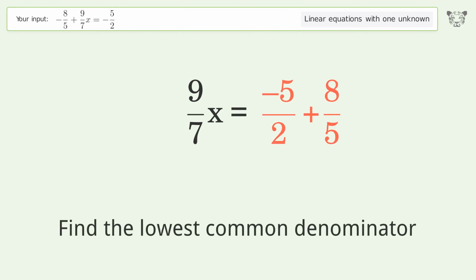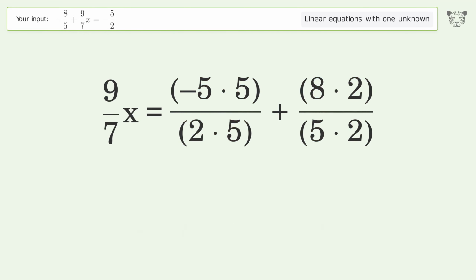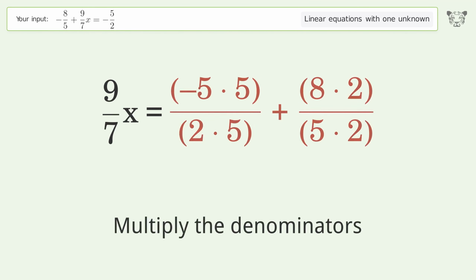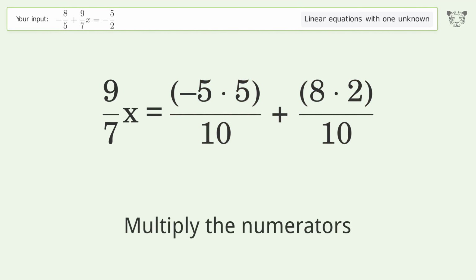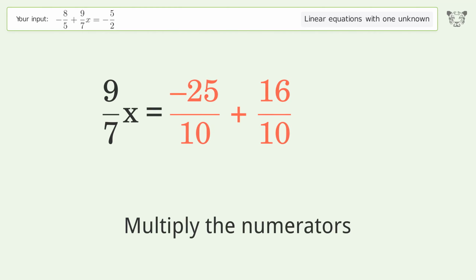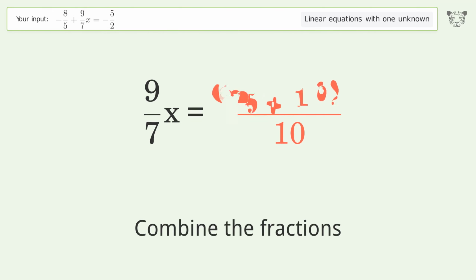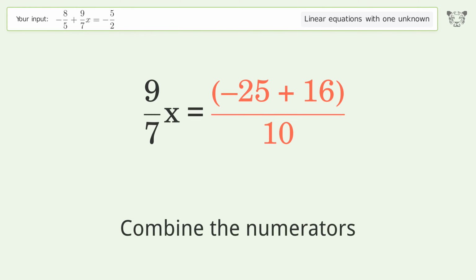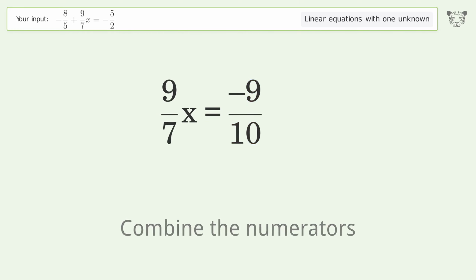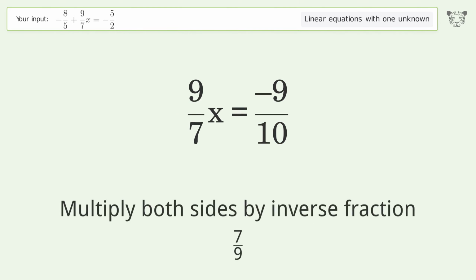Find the lowest common denominator. Multiply the denominators. Multiply the numerators. Combine the fractions. Combine the numerators. Isolate the x. Multiply both sides by inverse fraction 7/9.